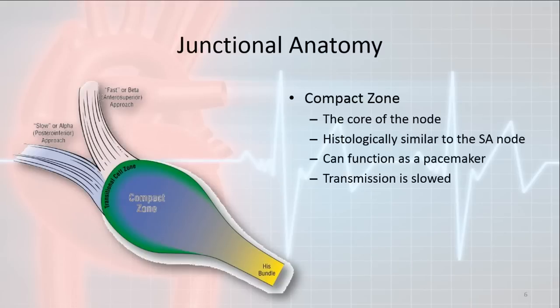The next area I would like to cover is the compact zone. The compact zone basically is the core, or this area right here, of the AV node itself.